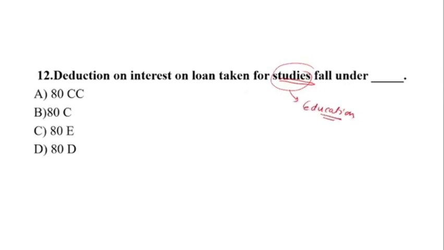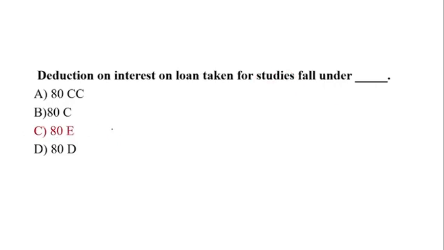Okay, so which section comes under E for education? So option number A is the correct answer. Option number C is the correct answer. He will get a deduction under section 80E. Okay, here is the right answer.